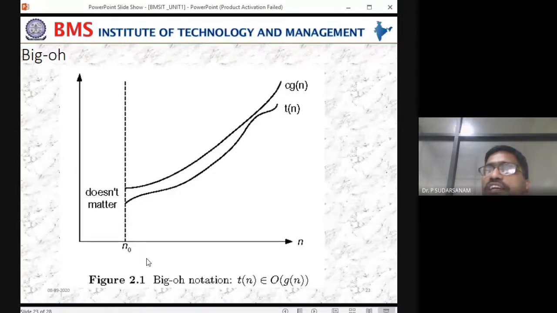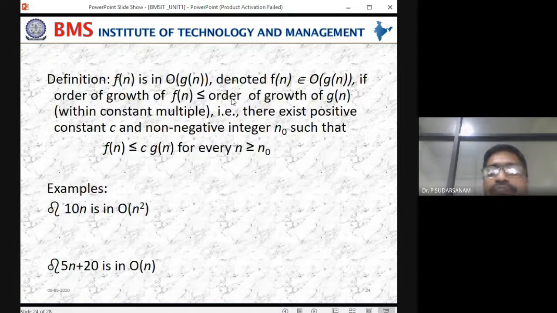So that is the condition to be satisfied always. The n value is always greater than n naught. That is what we have to write. Now we can see examples of how to write it.